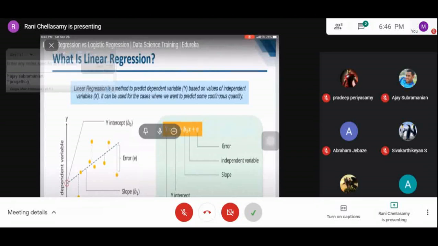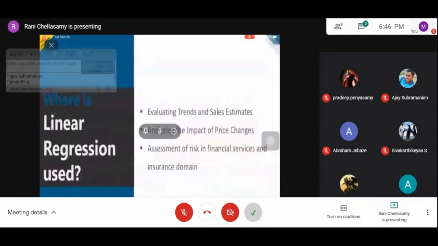So coming on to where we can use this linear regression: for evaluating trends and sales estimates, we can apply the linear regression, and for analyzing the impact of price changes, and for the assessment of risk in financial services and the insurance domain, we can use this linear regression.